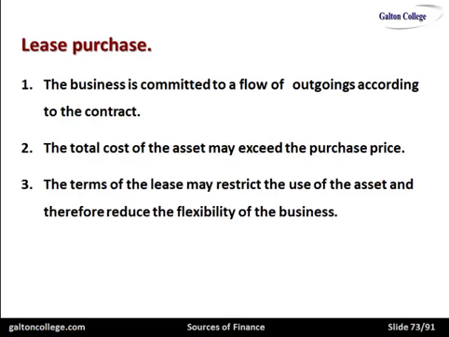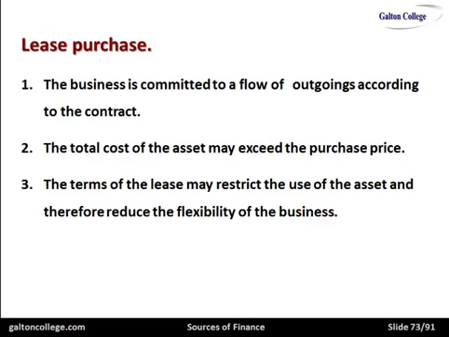The terms of the lease may restrict the use of the asset and therefore reduce the flexibility of the business. Sometimes the company that's selling the item may restrict its uses for various reasons. They don't want the machine to wear out, for example, before the final payment is made, because they may have to replace parts in the machine. So they might specify that the machine can only be used in certain ways. So they may have restrictions on the use of the equipment. And this takes away, of course, from the flexibility of the business.